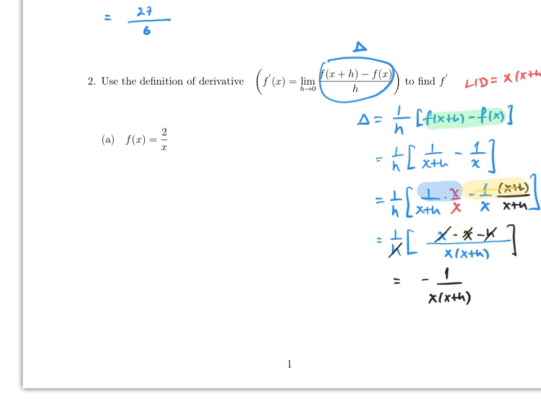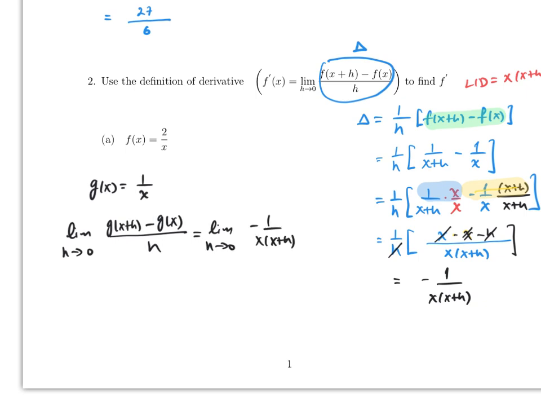So therefore here, I told you when you have these questions, just pretend that you do the g of x first. So assume that g of x is just 1 over x, okay? So therefore, you take the limit as h goes to 0 of g of x plus h minus g of x over h, which is the same thing as the limit as h goes to 0 of this. And the only place where we have an h is here. So if you do x times x, that will give you x squared. So it will be minus 1 over x squared.